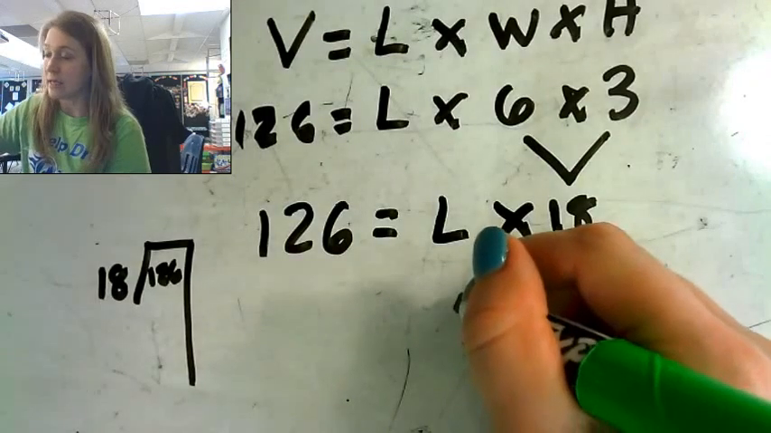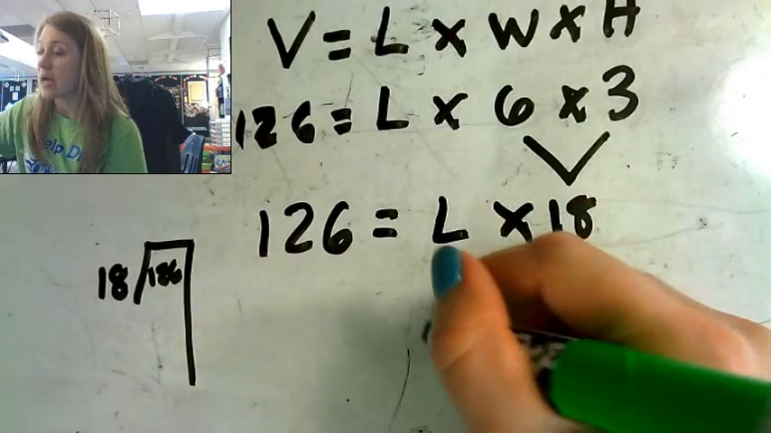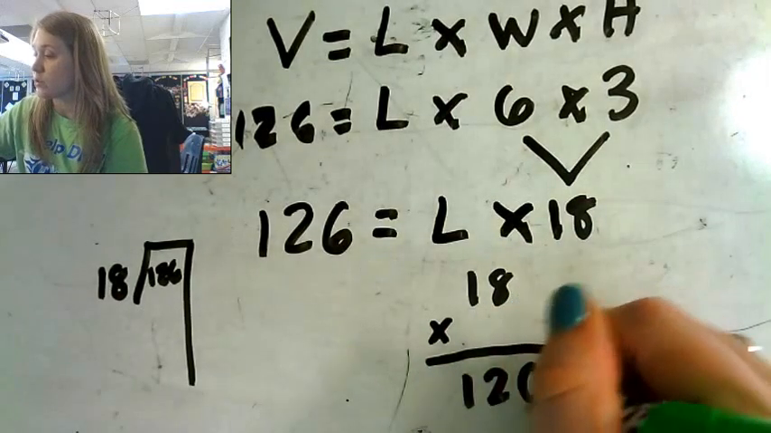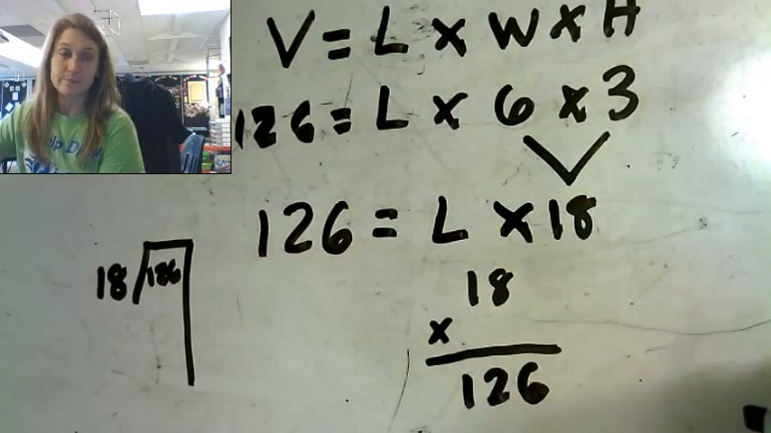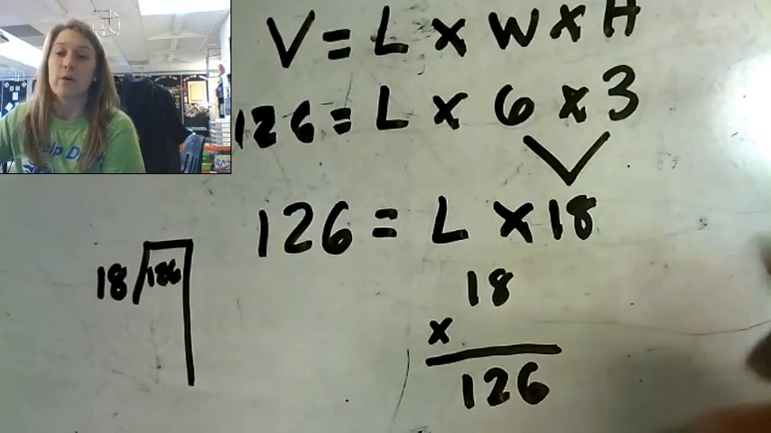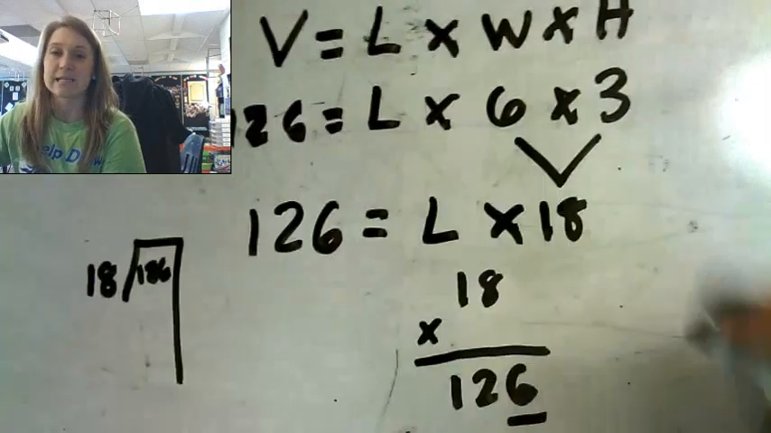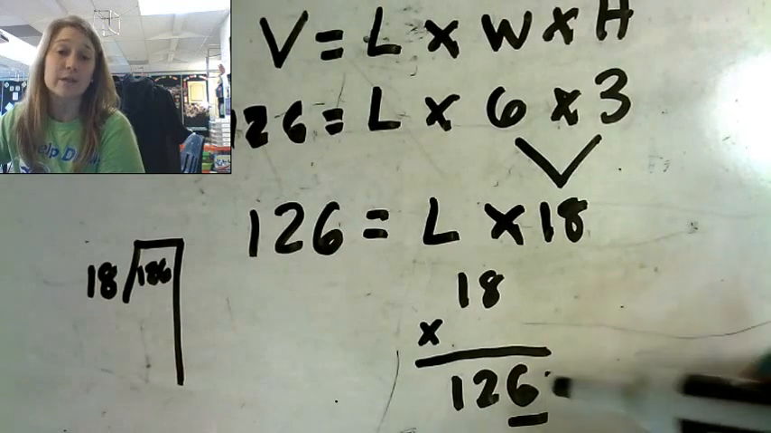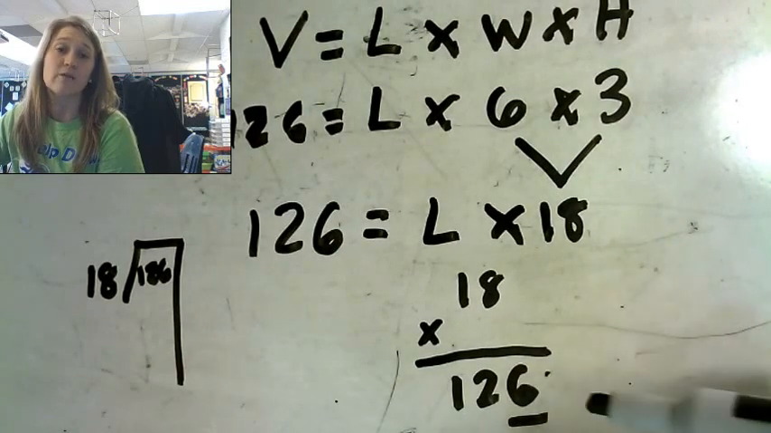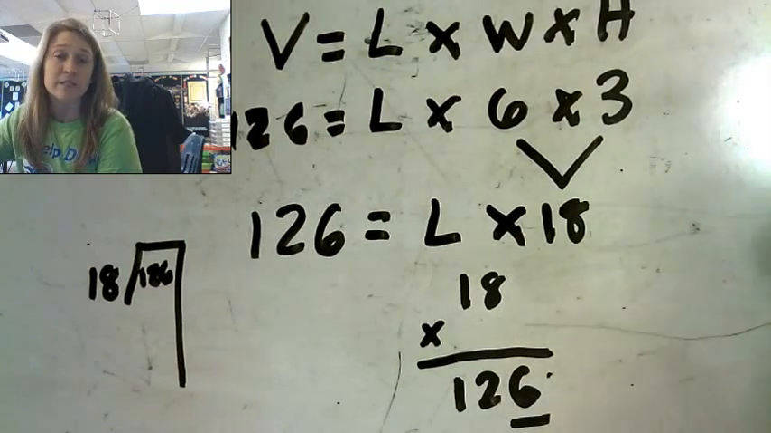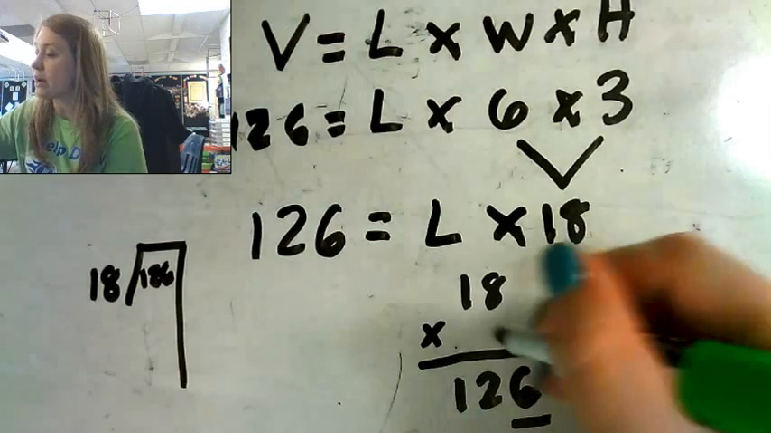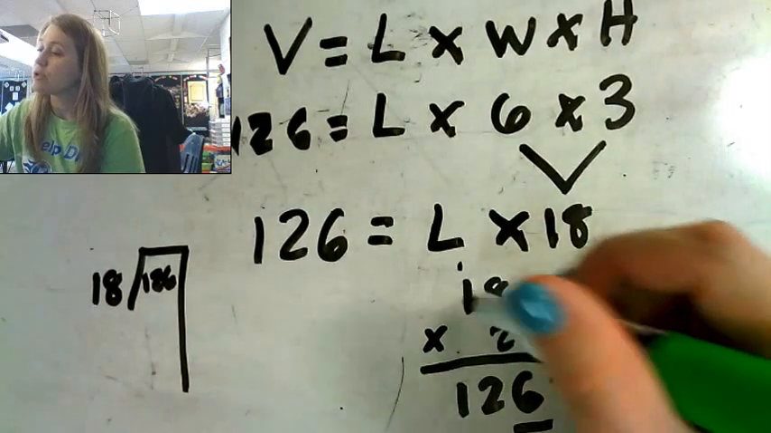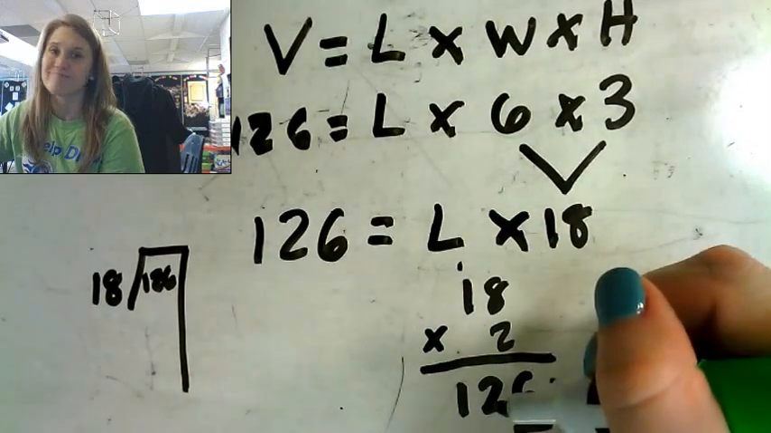So I'm going to say 18 times some number is going to give me 126. All right? So again, I'm going to look at that ones place, 6. What number times 8 is going to give me an answer with a ones digit of 6? Well, the first one that comes to mind is 2. 16. So let's try that one. 2 times 8 is 16. Carry your 1, put your 6. 2 times 1 is 2, plus 1 is 3.